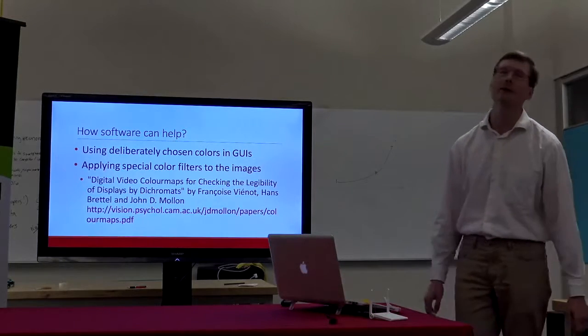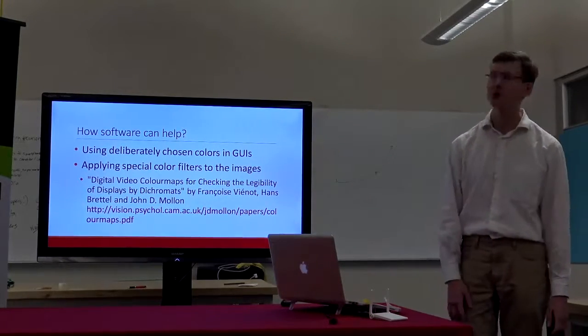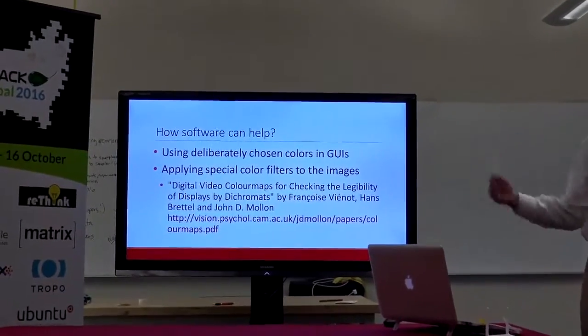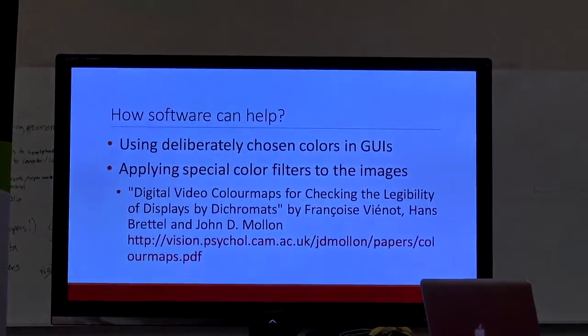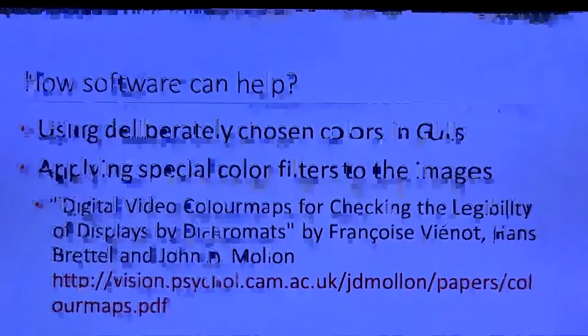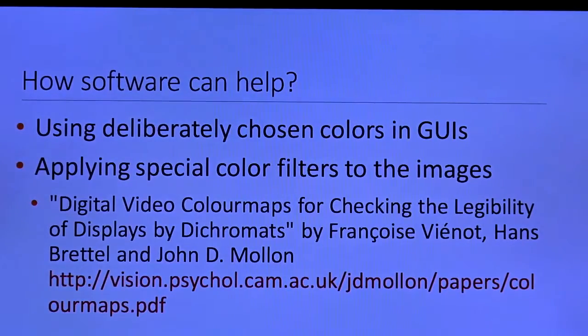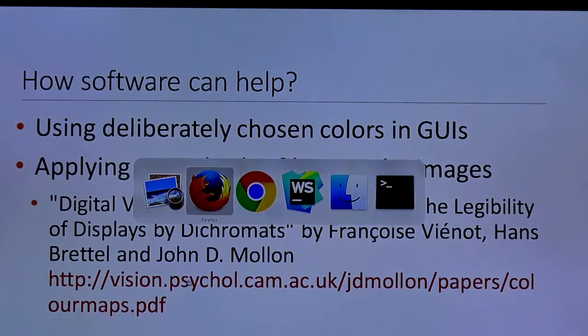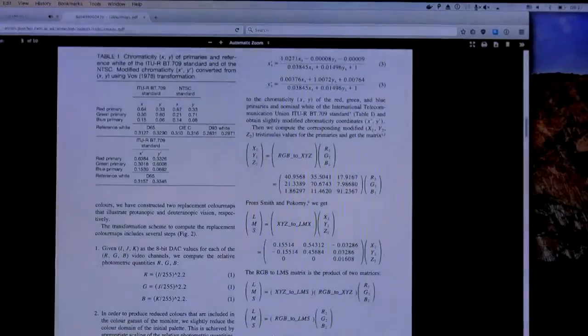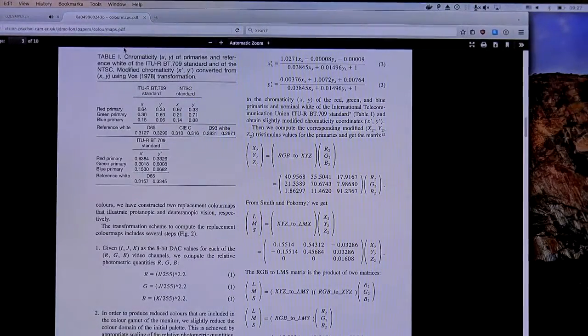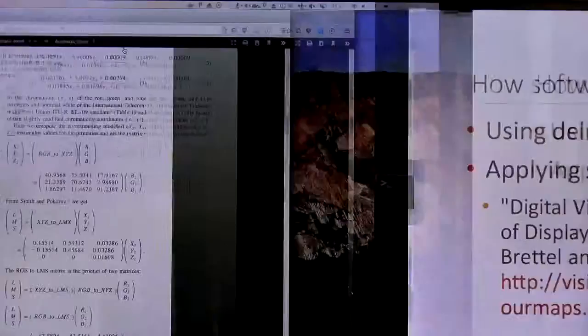There are several approaches that modern software is using. One is just to change the colors used for the graphical user interface. But then we are left with the things that we cannot control, like videos, maybe real-time videos. So the other approach is applying special color filters to the images. There is quite a bit of math behind it, and quite a bit of research was done on that topic in the past. I can tell you there is some complex math associated with that.